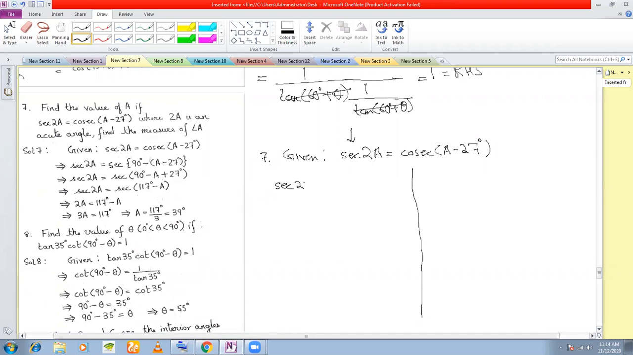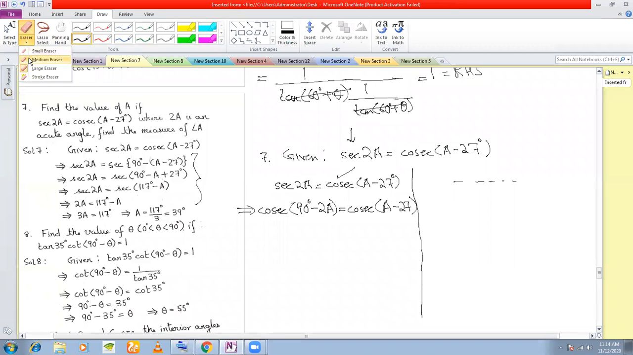So given sec 2A is equal to cosec A minus 27. Let us change this sec to cosec. So this becomes cosec 90 degree minus 2A is equal to cosec A minus 27. Okay. The second one, I have shown you here, where I'm changing this cosec to sec. Here I am proceeding in this manner only. I am changing sec to cosec and proceeding. You can do it this way also.